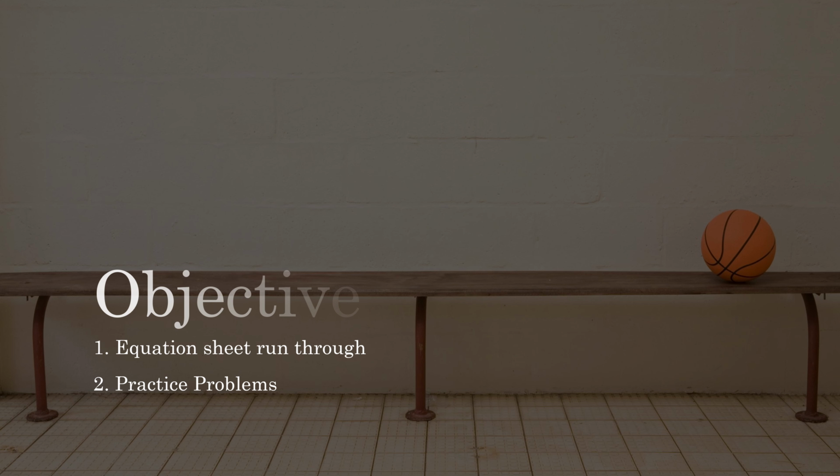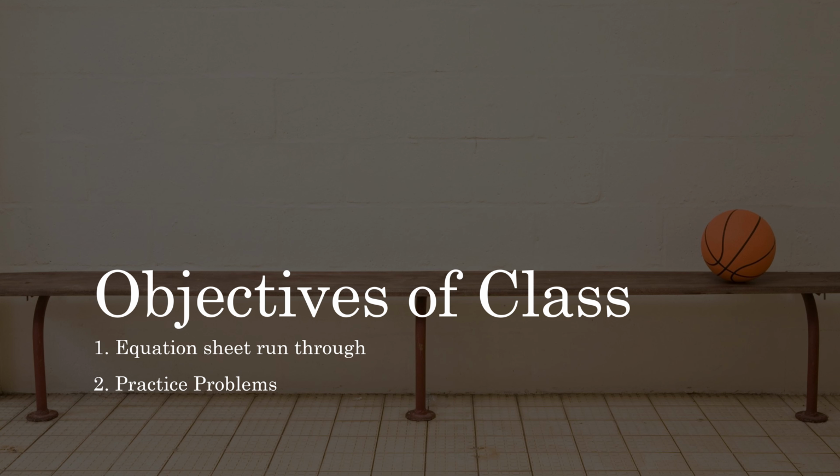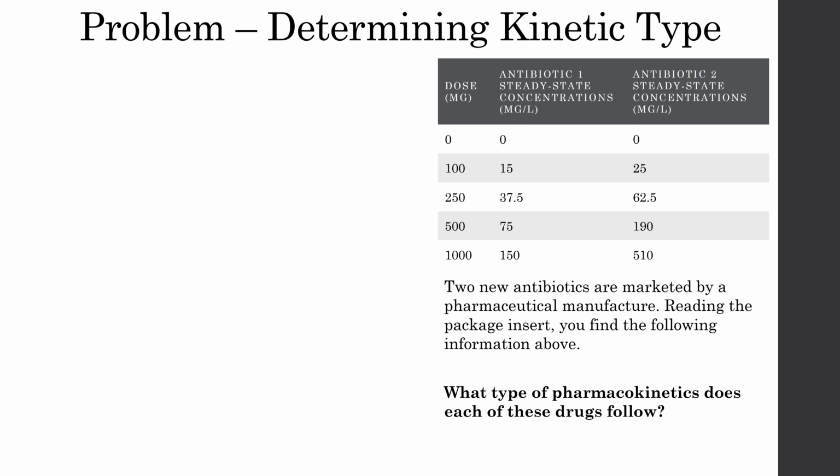And you can see the objectives of this class is to get you familiar with the equation sheet and all the equations and go over some practice problems. So this first problem really isn't an equation sheet problem per se, but it's to go over a concept from the previous lecture regarding kinetic type.